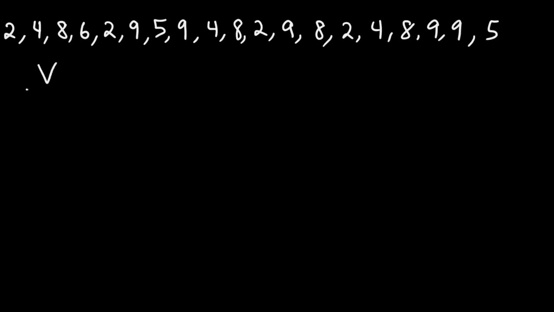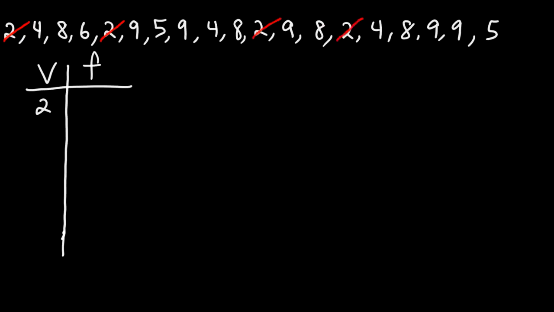Let's begin. Let's start with a 2-column table. So V for value, F for frequency. So the lowest value that we have is a 2. And there's 1, 2, 3, 4 2's. The next highest value is a 4. And there's 1, 2, 3 4's. Next up is a 5. And so we have 1, 2 5's.